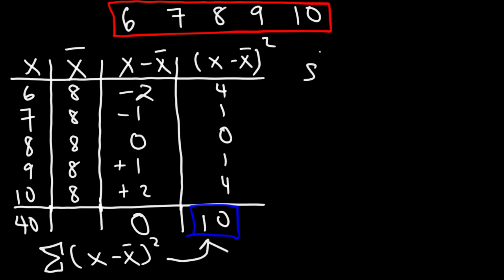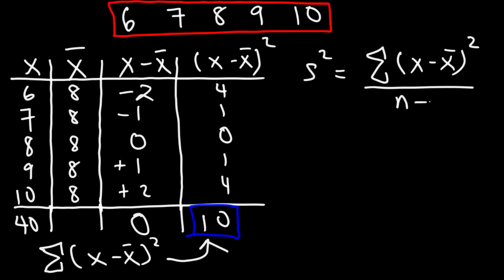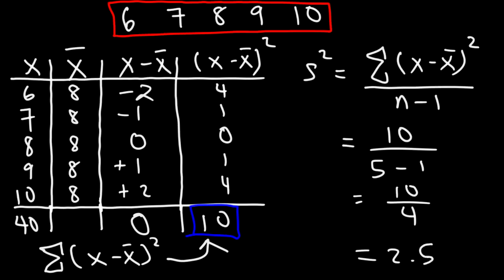Now the variance, represented by s squared, is the sample variance. It's going to be the sum of the deviations squared divided by n minus 1. So we already know what this value is based on what we see here. That's 10. N is 5. There are 5 numbers in our list. And 5 minus 1 is 4. 10 divided by 4 is 2.5. So this is the sample variance of the data. So I'm going to write that here. S squared is 2.5. So that's how you can calculate the sample variance, or the variance of a sample.